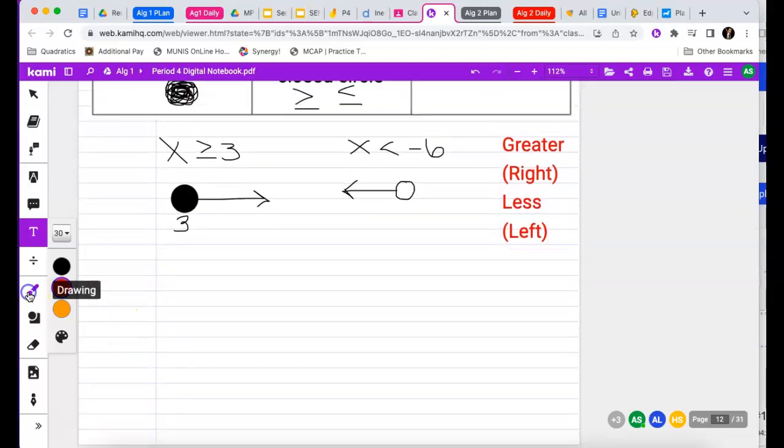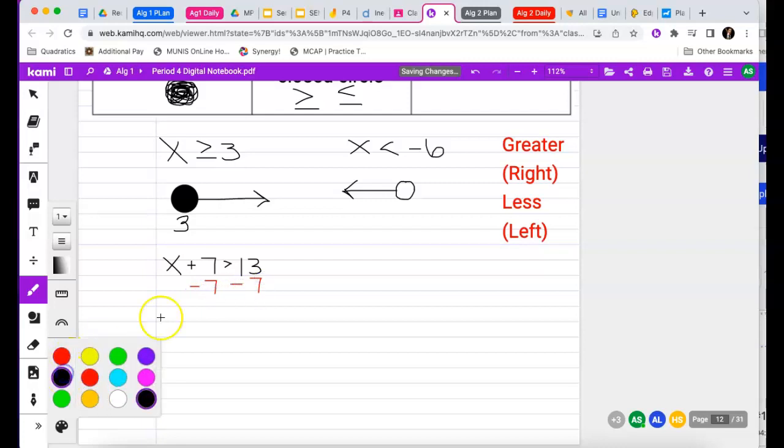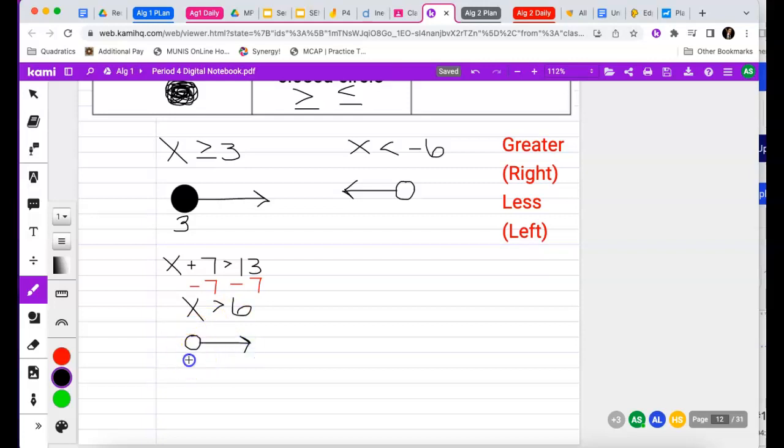And if it's less than, we're going to draw our arrow to the left. All right, let's go ahead and look at a couple examples of solving some inequalities. So we'll look at a 1-step example. So if I have x plus 7 is greater than 13. So watch what I do. I'm going to do the opposite of plus 7, which is -7. So then I have x is greater than 13 minus 7, which is 6. So x is greater than 6. So I'm going to have an open circle, and I'm going to draw my arrow to the right. So these are all the numbers that are bigger than 6.